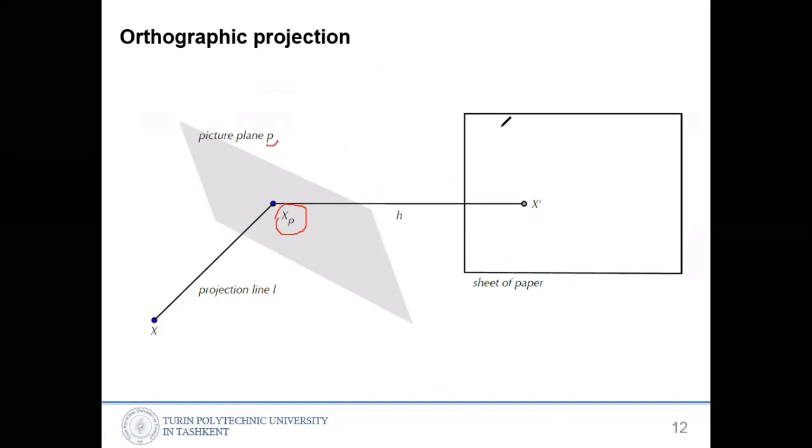And on the sheet, on the paper, you can write a small x, or X dash, or X2 dash, depending on which plane it is. But normally we use the small character x.